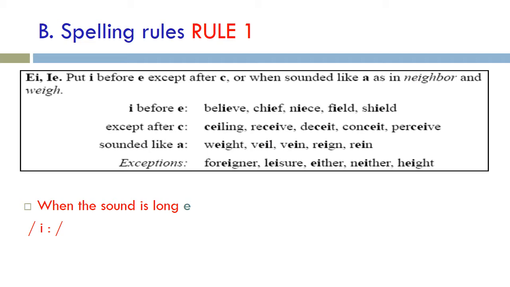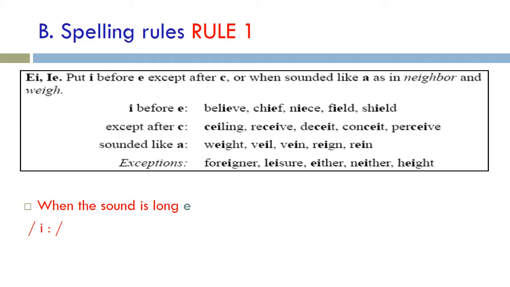There is one exception. After the letter C, we should reverse the order. Ceiling, receive, deceit, conceit, perceive. Although the sound is long E, we write E, then I, because we have the letter C.